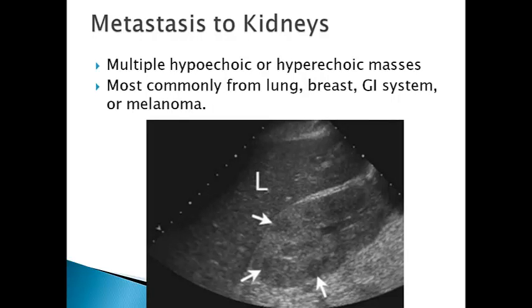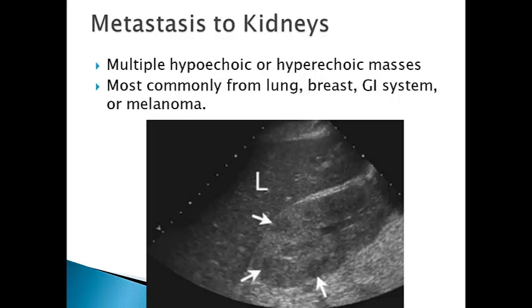The last mass I want to talk about is metastasis to the kidneys. As you would expect with metastasis to the kidneys, since it's secondary, it's not a primary tumor, it won't be a single mass. Primary tumors like renal cell carcinoma tend to be a single mass, but with metastasis you have multiple masses. So here's a good ultrasound view of it.